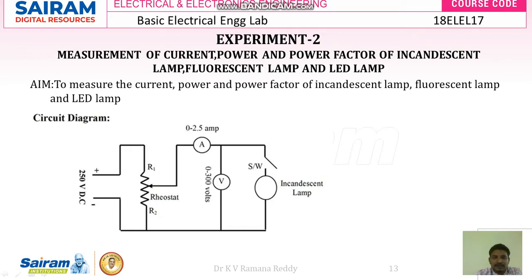This is the basic circuit diagram that we are going to take as a reference. The input voltage given here is 250 volts DC, and with the help of this auto transformer we are going to achieve a variable voltage, which is given as an input to this circuit. An ammeter with a rating of 0 to 2.5 amperes is there, and a voltmeter is going to measure the load voltage across this incandescent lamp.